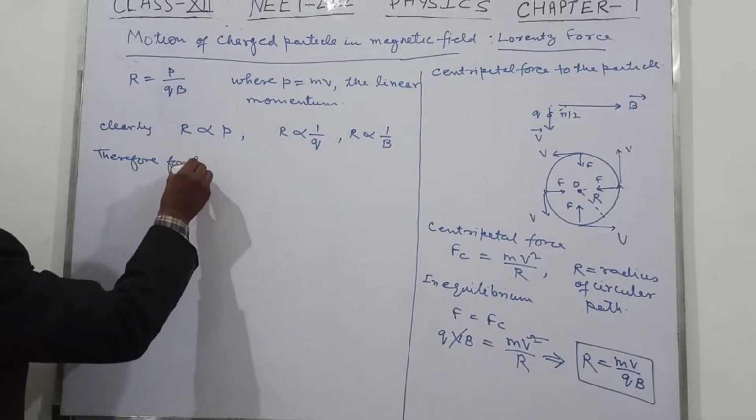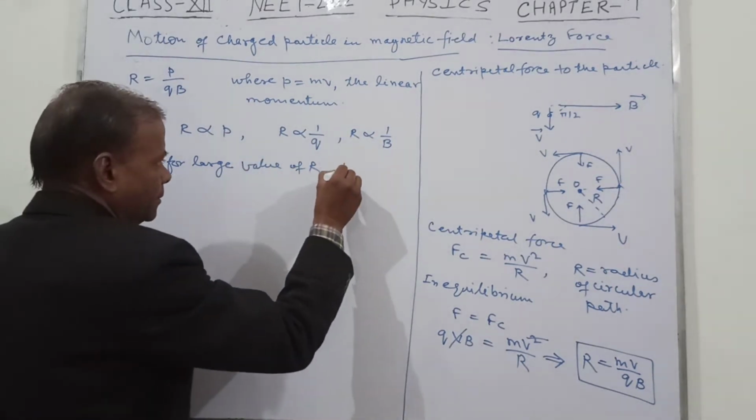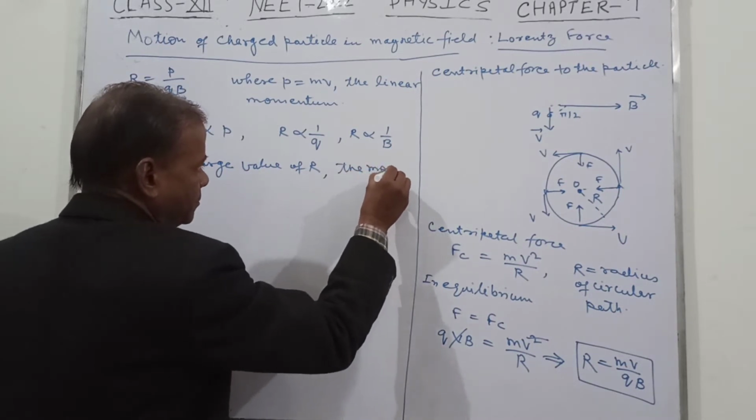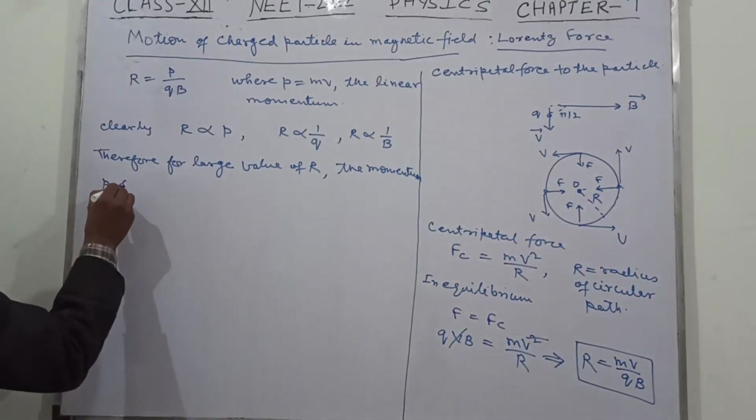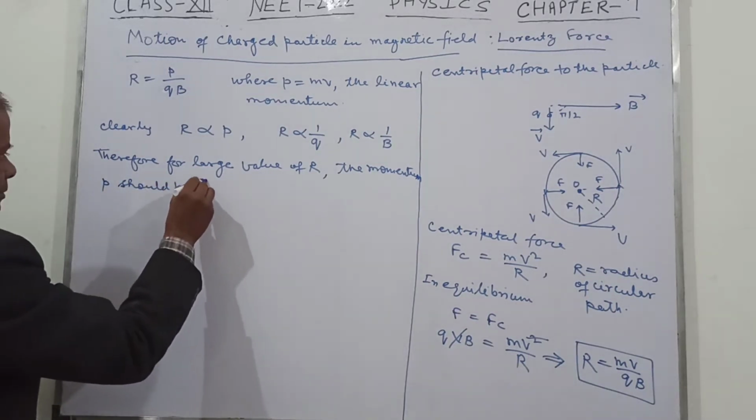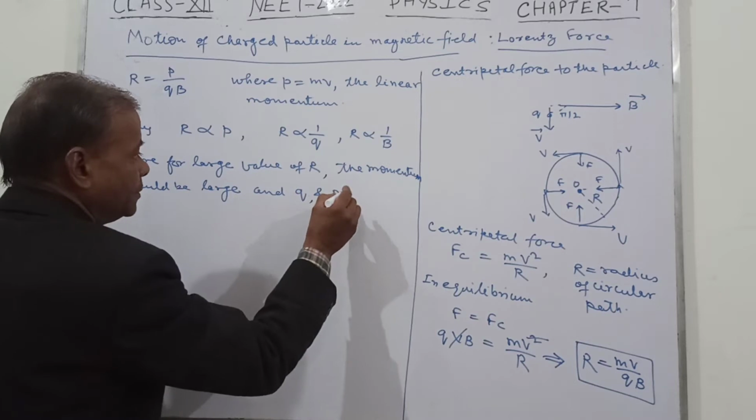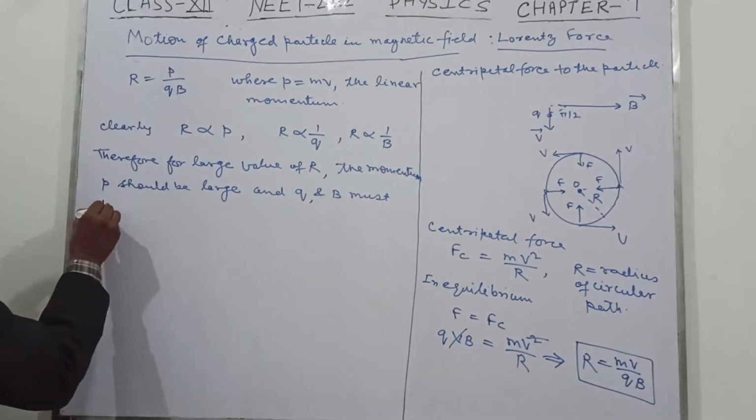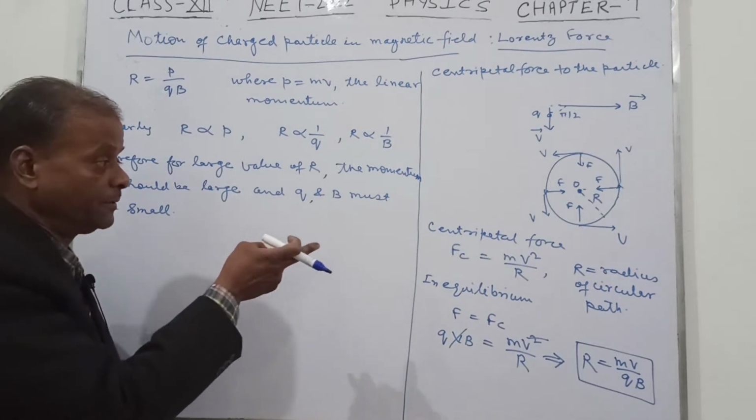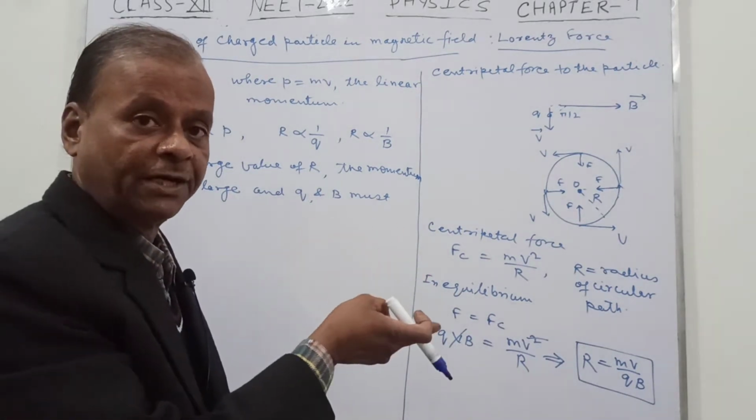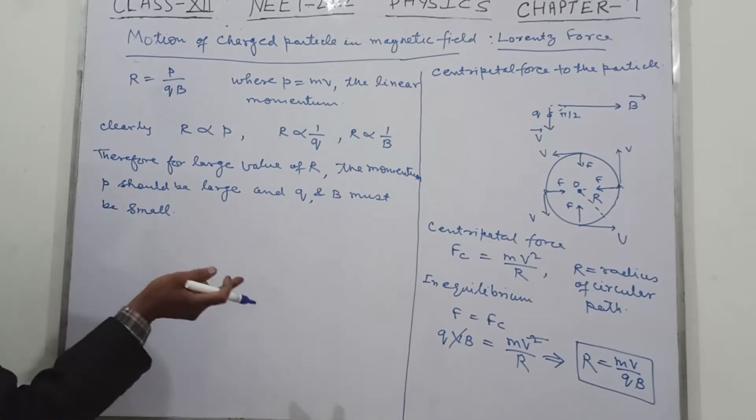Therefore, for large value of R, the momentum P should be large and q and B must be small. So this radius is dependent upon the mass of the particle, velocity of the particle, and the charge of the particle, and B, the magnetic field where this particle is moving.